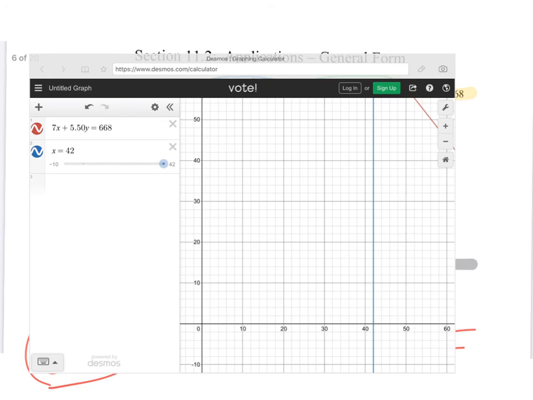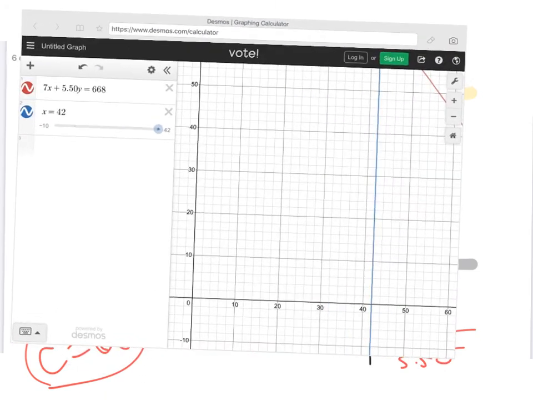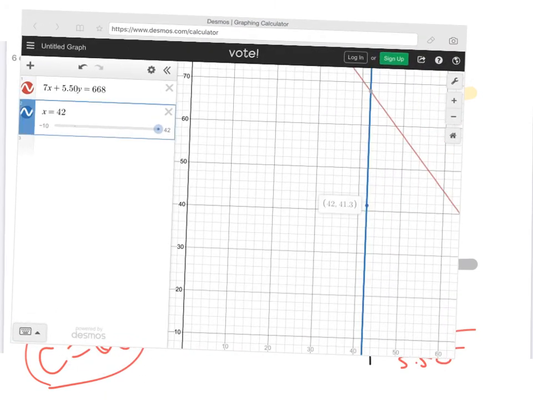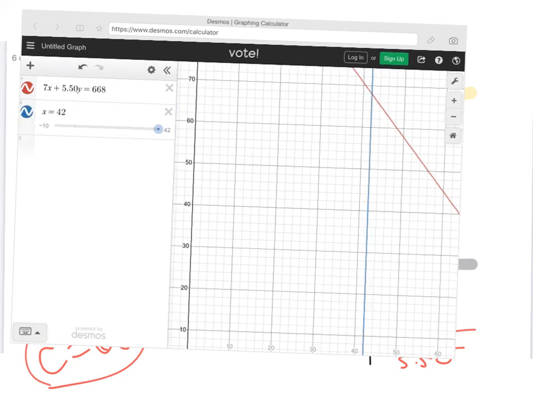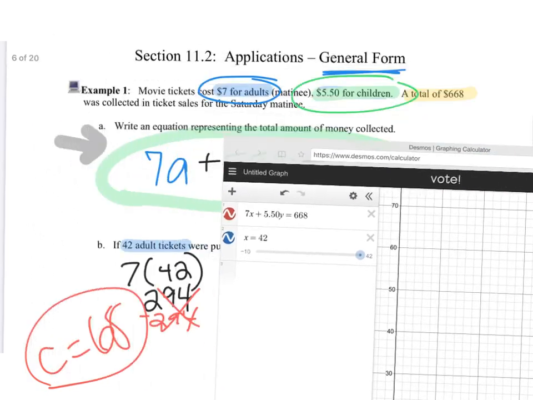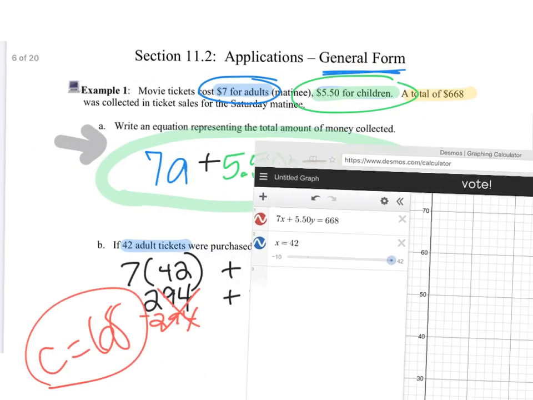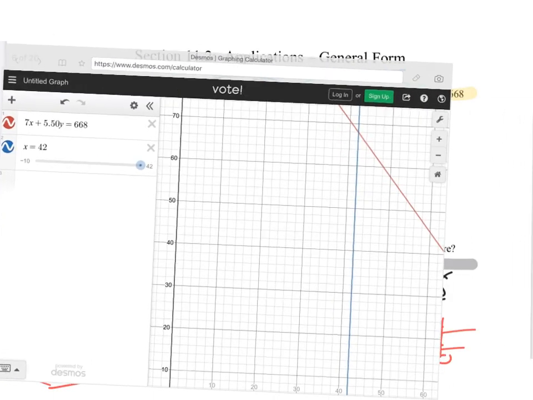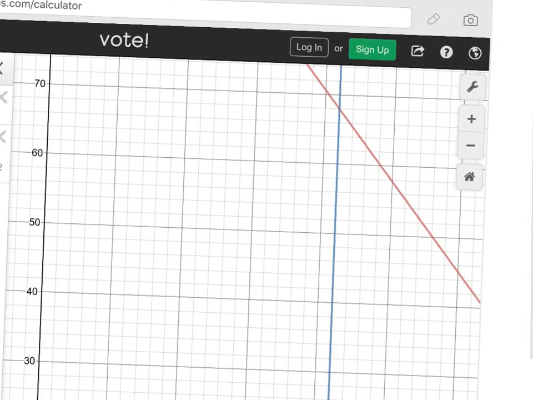And then we're going to go up here and find the place where they intersect. There we go. And so you can see when the x is 42, the red line is at 68, or the y part of that is at 68. So exactly the same value that we got when we solved for the number of children's tickets. So any point on this line represents something that would satisfy that equation.